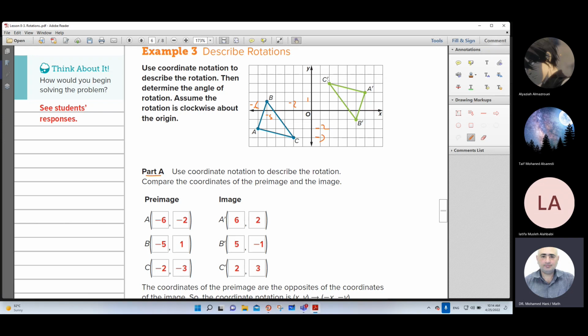And the same idea, we can use it to find A prime, B prime, C prime. So as you see, A prime will be 6, 2, and B prime will be 5, negative 1, and C prime will be 2, 3.